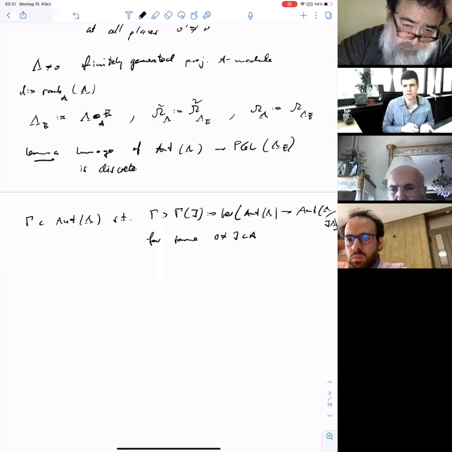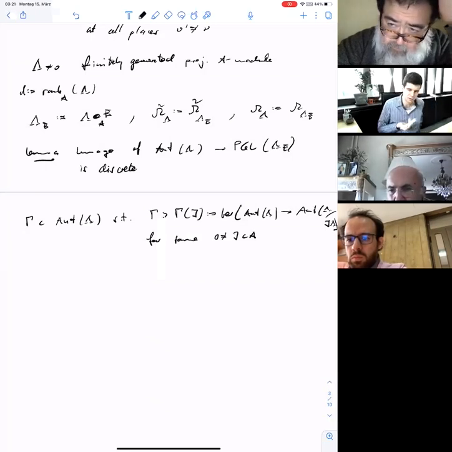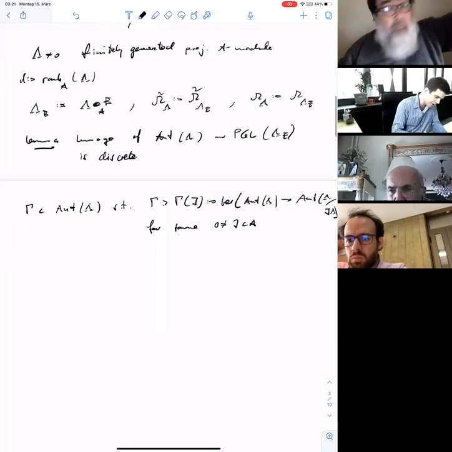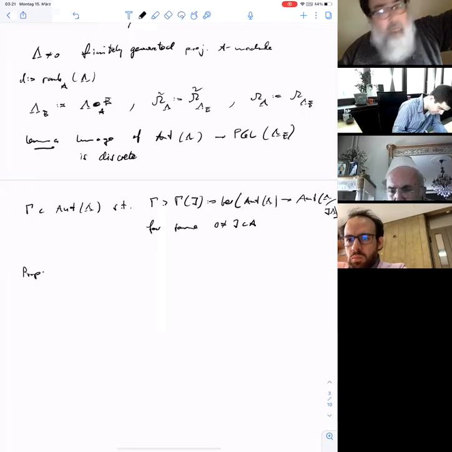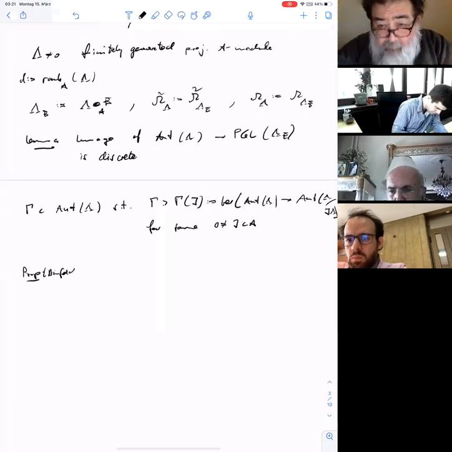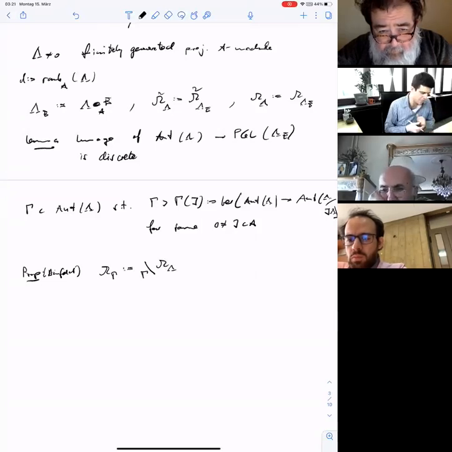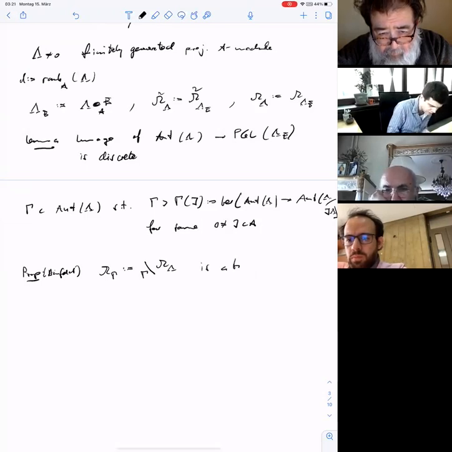They're completely analogous to the congruence subgroups of SL2 of the integers. And yes, Drinfeld can show that the quotient of omega Lambda by gamma, which I abbreviate by omega gamma, is a typical irreducible component of a Drinfeld modular variety.